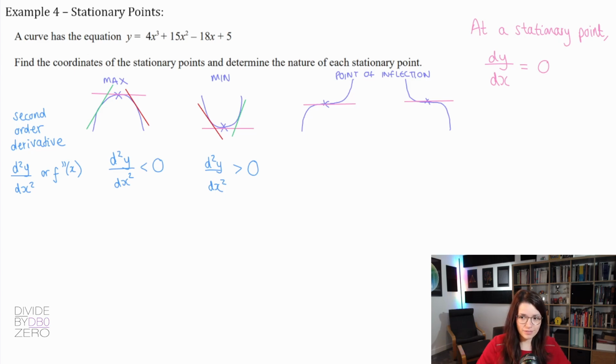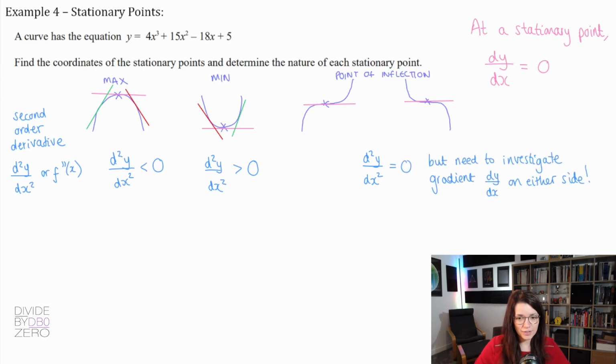Now, for a point of inflection, the second derivative will be equal to 0, but you need to investigate the gradient on either side. And this is because for it to be a point of inflection, you need to show that the gradient is either positive on either side or negative on either side. So with a point of inflection, the gradient doesn't change from being positive or negative. It's the same on either side. So let's try and apply these ideas to this particular question now.